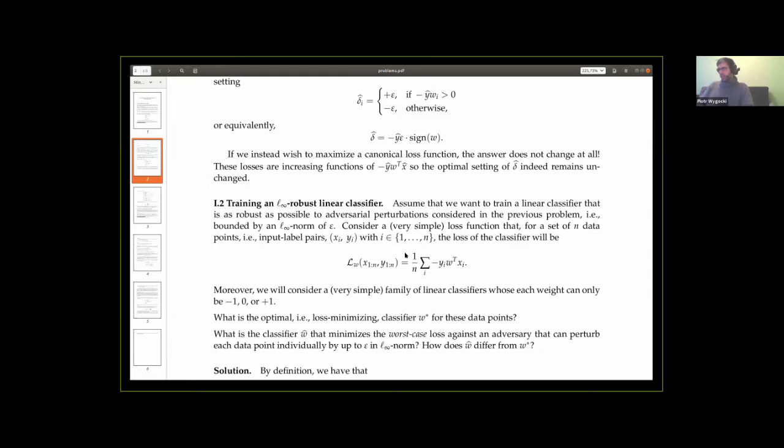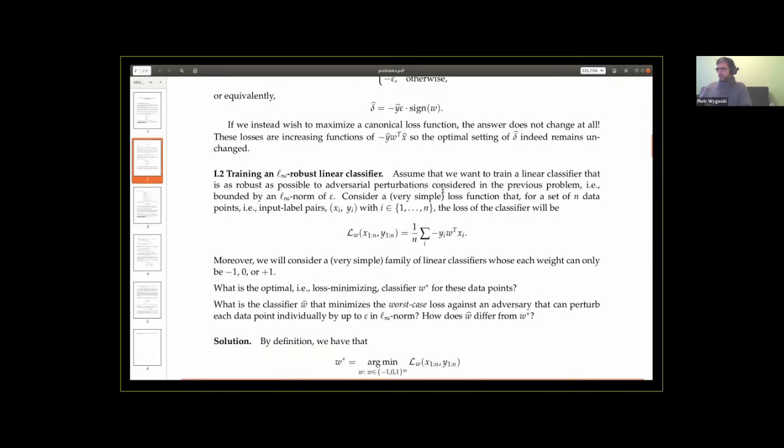So how can we compute the optimal W for a given data set? And how can we compute a W which minimizes the worst case loss against an adversary? So these are two questions that we worked on last time. I hope you were able to do it yourself. But for all of you, this is the solution.